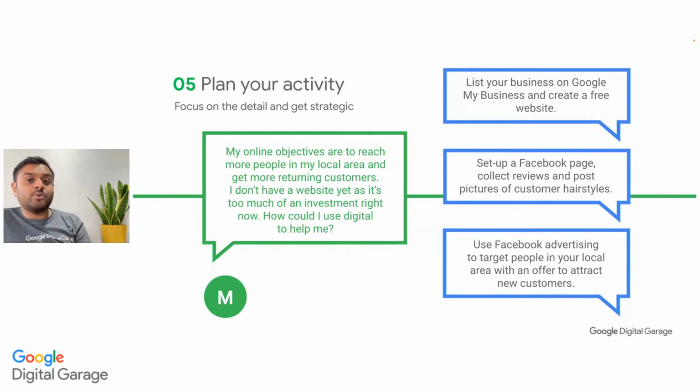So you can see, for example, with Max the hairdresser in the blue speech bubbles, we've given Max 3 action steps to take. One of them is to create a Google business profile. You can see it says Google My Business.